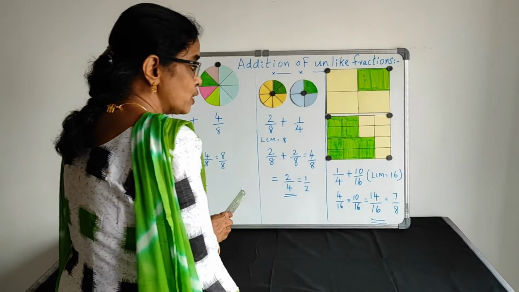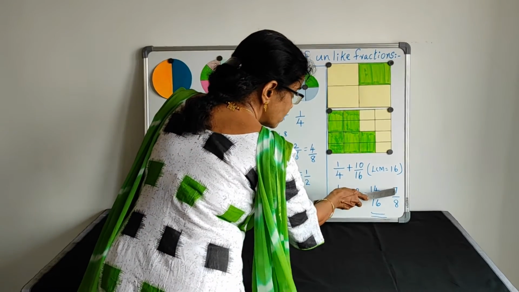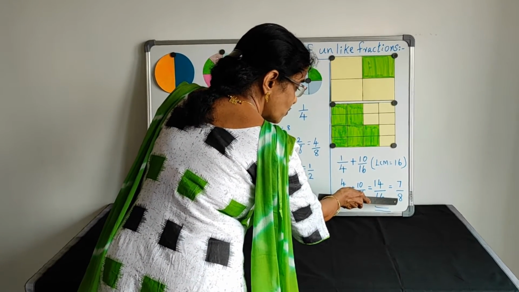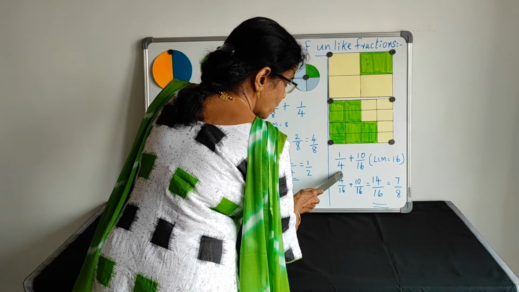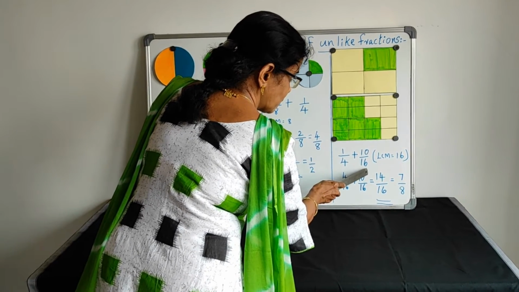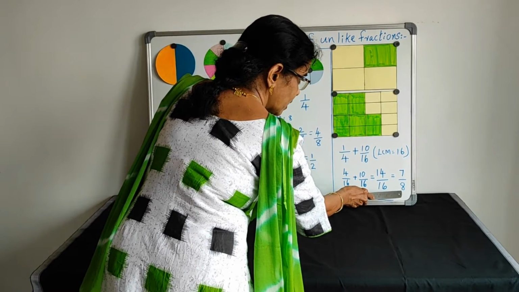Again in the last step, how will you check? Here there is no common factor. So we can stop. The answer is 1 by 4 plus 10 by 16. We are getting 7 by 8.